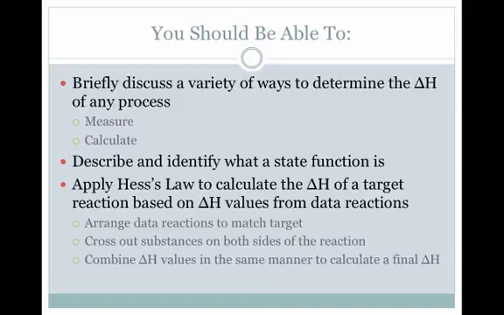Last but not least, we could talk about how to apply Hess's law to calculate the delta H of a target reaction based on the delta H values from data reactions. We talked about arranging those data reactions to match the target. When you combine them together, we cross out substances on both sides of the reaction and then ultimately combine those delta H values in the same way we combine the actual reactions themselves. As I already said, you should understand what's going on in that process. During class time, we'll spend a bunch more time getting more experience with this so you guys are actually comfortable doing these on your own.